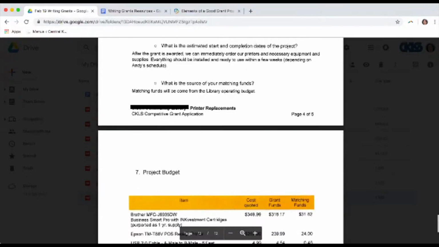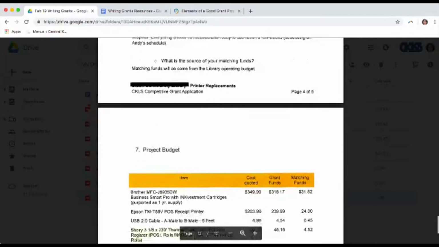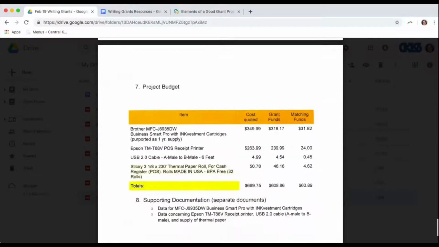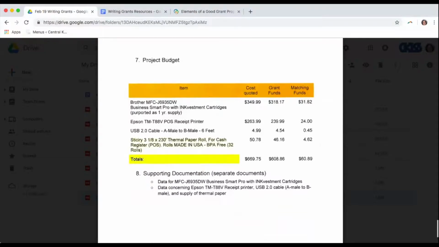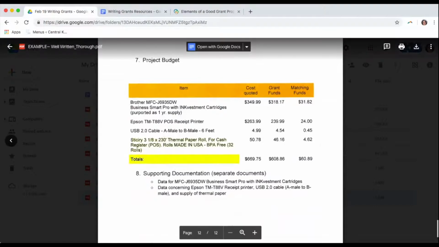And here we have, what are the sources of the matching funds? It can be a 1-sentence answer. They don't have to be long and eloquent prose. It can be straightforward and to the point. So we just felt like this one was a very clear application.